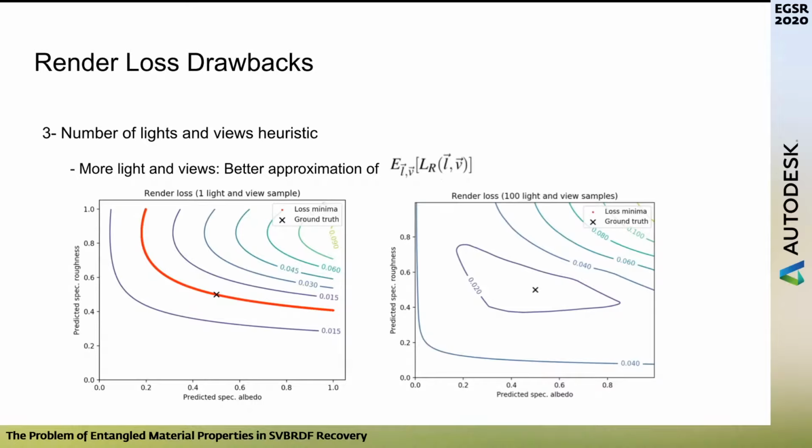Sampling more light and view directions would result in a more accurate approximation of the expectation of the rendering loss, albeit at the cost of more computation. Most recent works empirically used 9 renders to compute the loss, as they find it has the best computation to test render accuracy trade-off. For alleviating the aforementioned drawbacks, we make a few suggestions for future work.